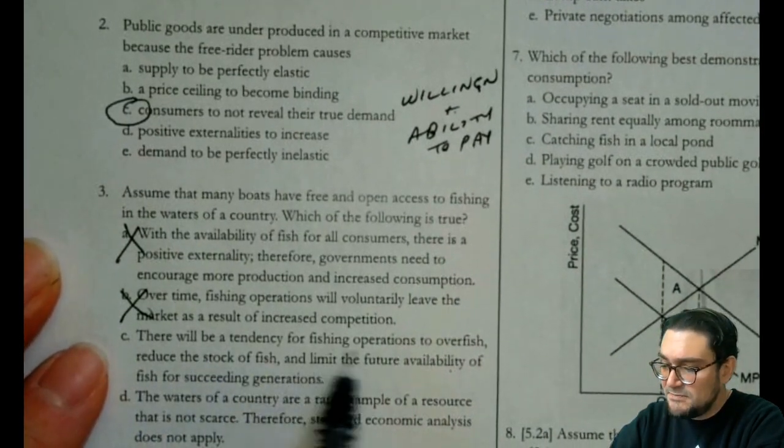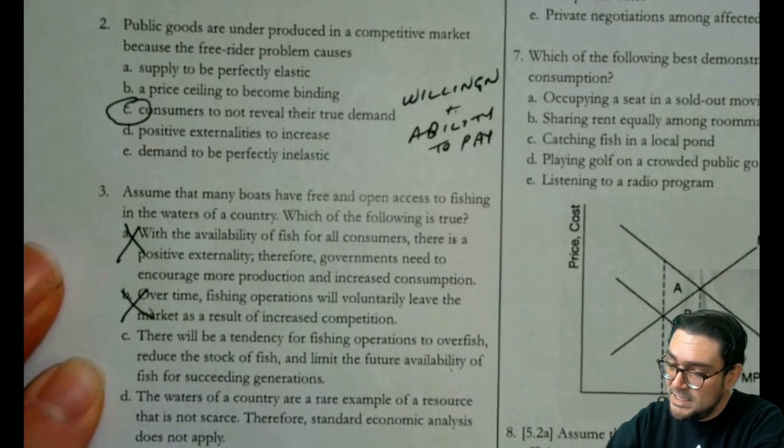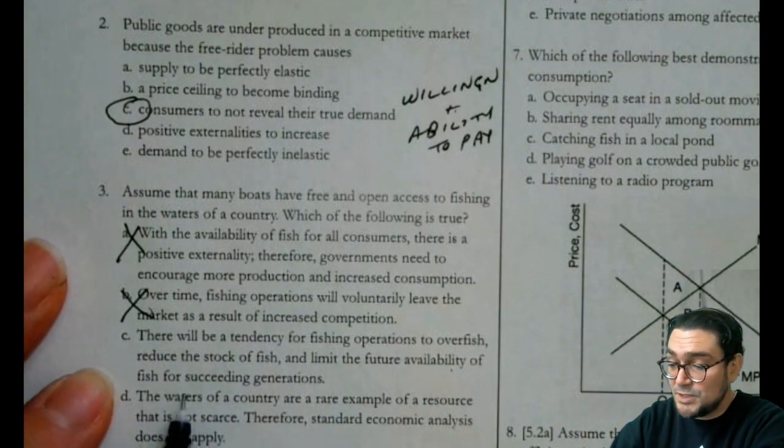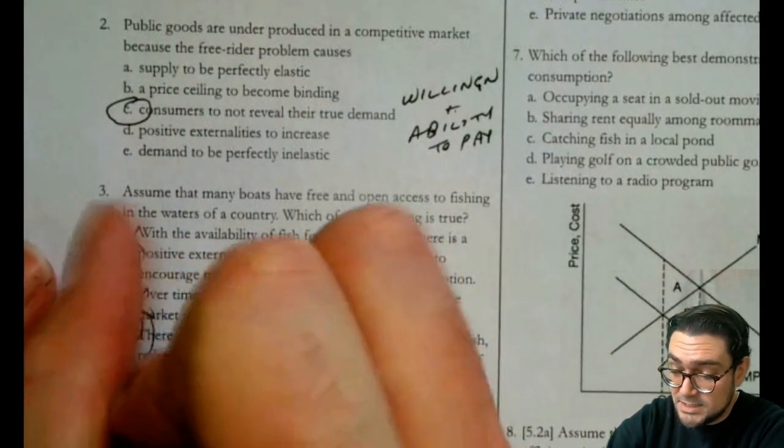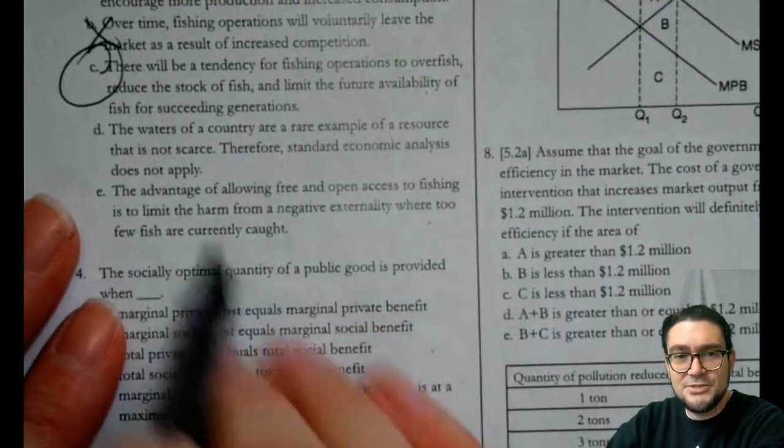There will be a tendency for fishing operations to overfish. Well, that would be true because there's free and open access. Reduce the stock of fish and limit the future availability of fish for succeeding generations. That is our correct answer, C. That's the tragedy of the commons.